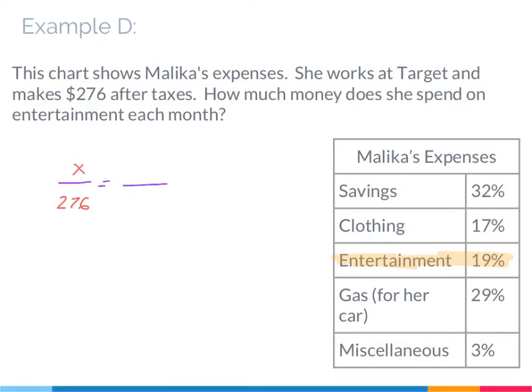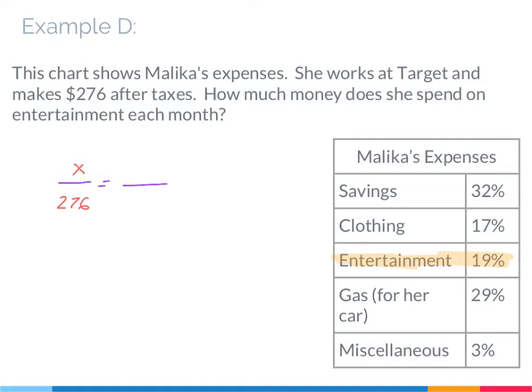So I've got my money all on the left-hand side. I've got the amount that she spends on top for entertainment and the total amount on the bottom, but I don't know how much she spends for entertainment, so that's my X. Now let's take a look at the percentages that I have in my table. So entertainment is 19%, so that's going to be the other side of my proportion.